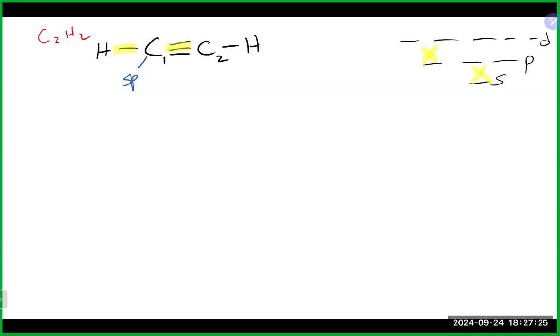So geometry. If we look at carbon number 2, it has one electron pair, and once again, this bond is going to count as only 1. So again, 1 and 2, that also is going to be sp hybridized. Any question on the hybridization there?